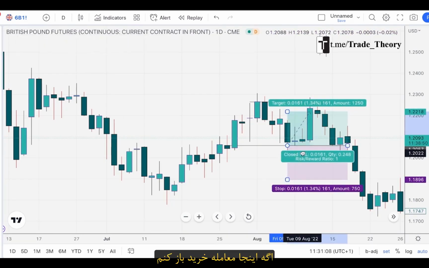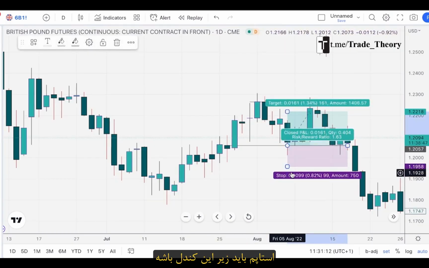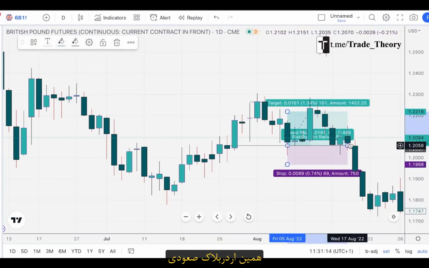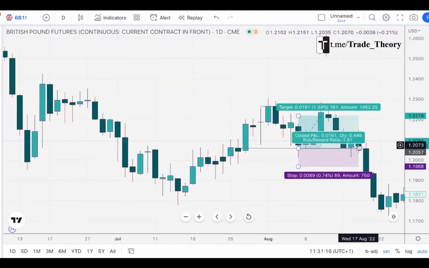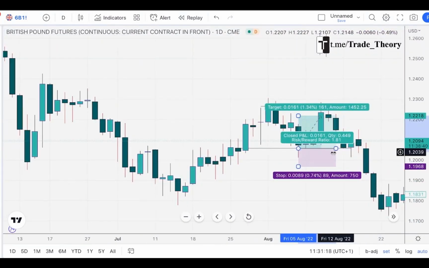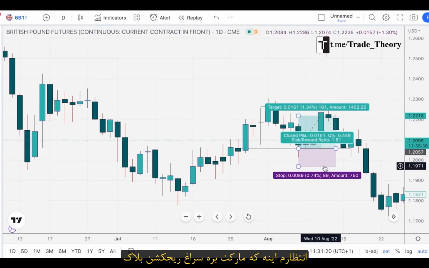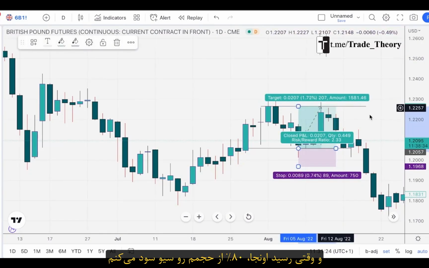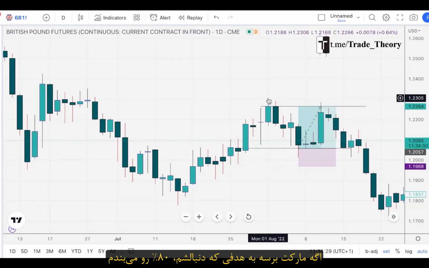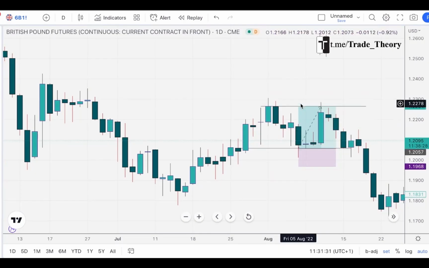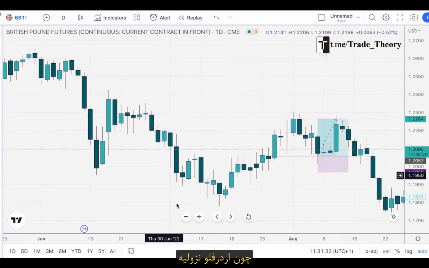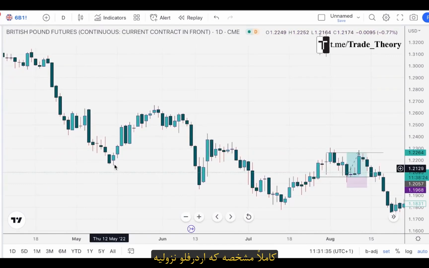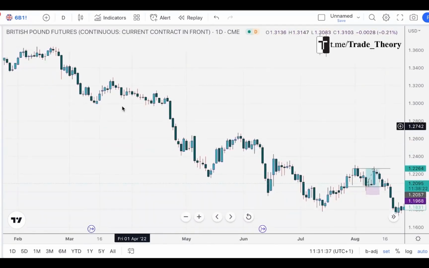If I'm buying here and my stop is below the low of this candle, just that bullish breaker block, my expectation would be the market should run to the rejection block, and when it gets up there, I'm going to take out 80%. If this one gets what I'm aiming for, I'll take out 80%. Why? Because order flow is clearly bearish. You can see order flow clearly is bearish.